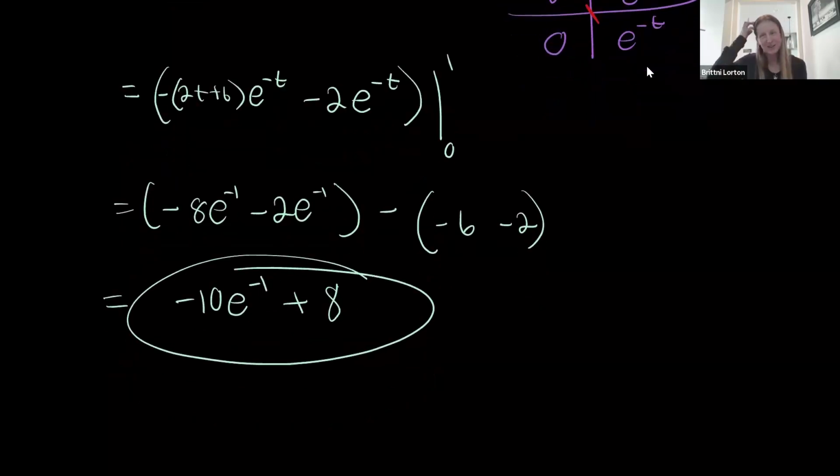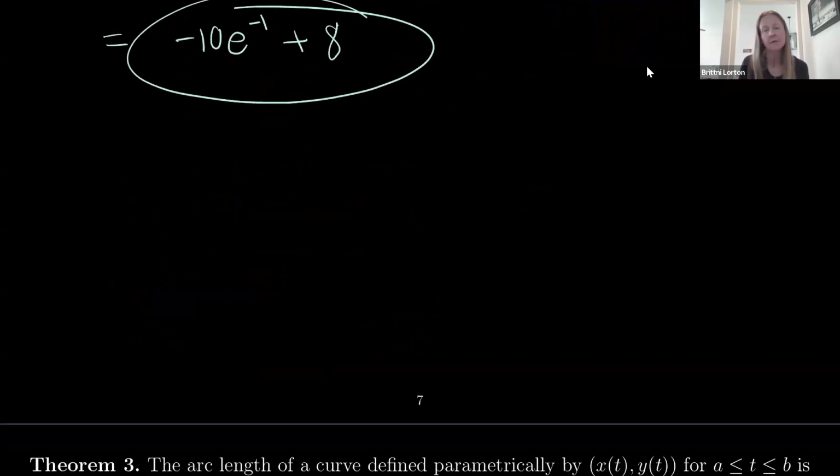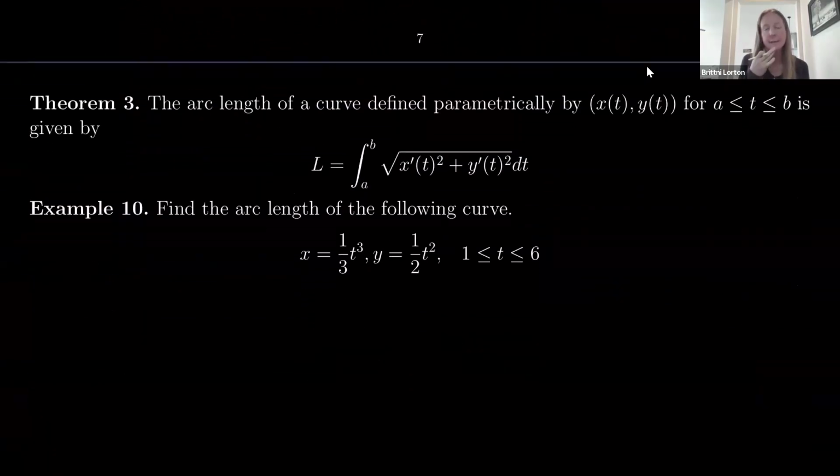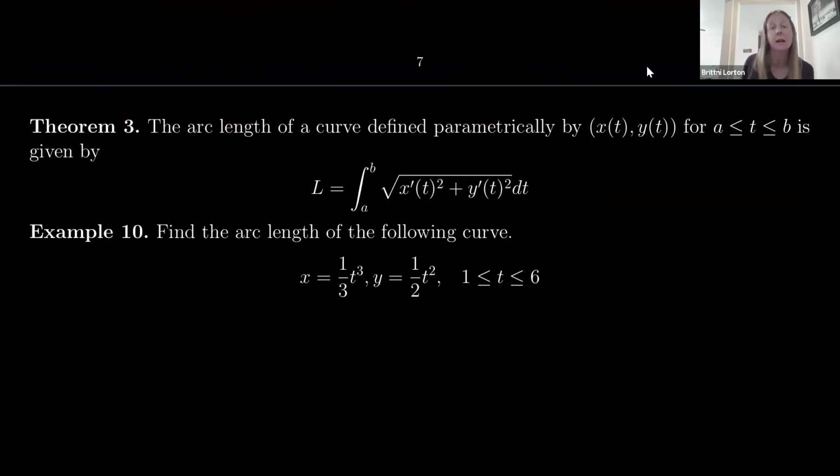Okay, let's do some more. So we have the derivative, the slope of the tangent line, the equation of the tangent line. We also have area for these parametric curves. So the last main piece for the calculus would be the arc length of a curve defined parametrically. The arc length of a curve defined parametrically by x of t comma y of t, where t goes from a to b, is given by the integral from a to b of the square root of x prime squared plus y prime squared.